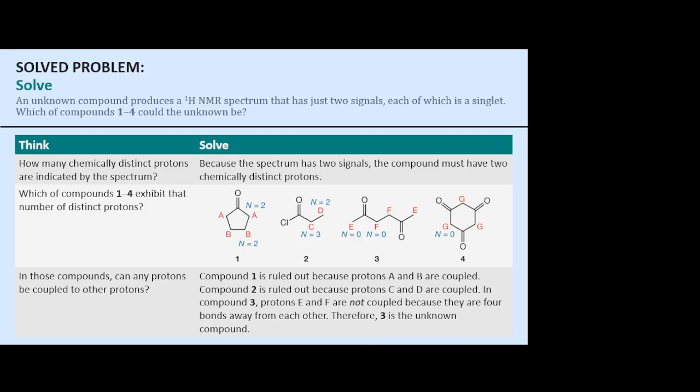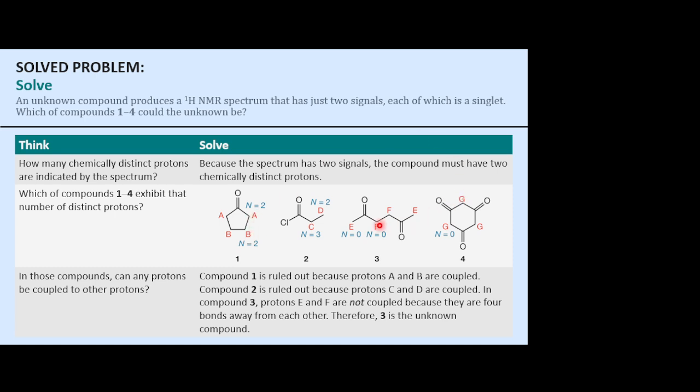Okay, and so we can see here that they're labeled. And so if we look here, these right here, A and B, would end up being coupled. 2, this has to be ruled out because we have C and D that would be coupled. And we look over here, again, these would be 3, these would be 2 right here, right? This would be 2 hydrogens here, okay?